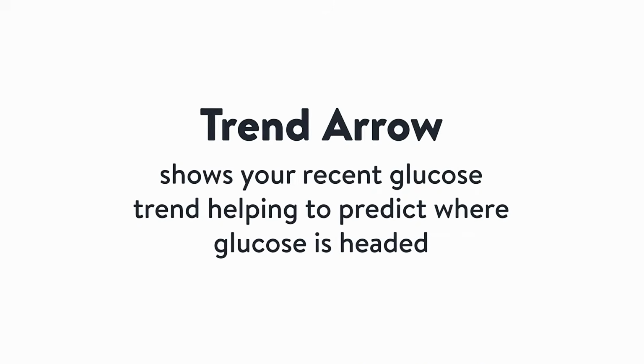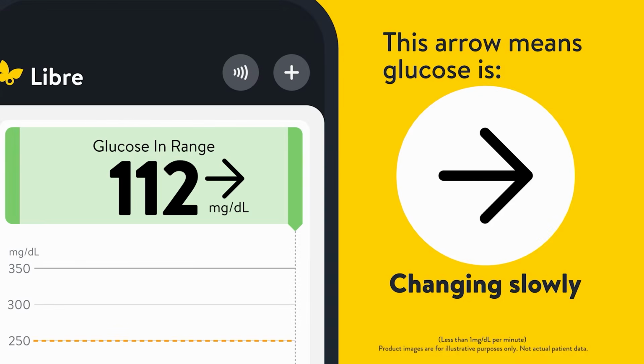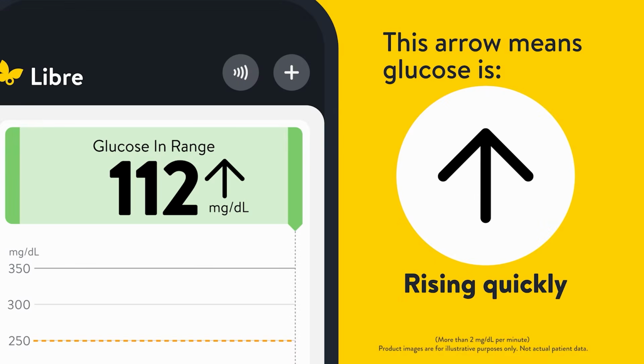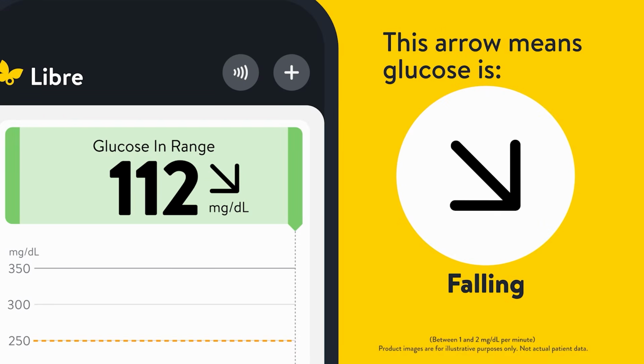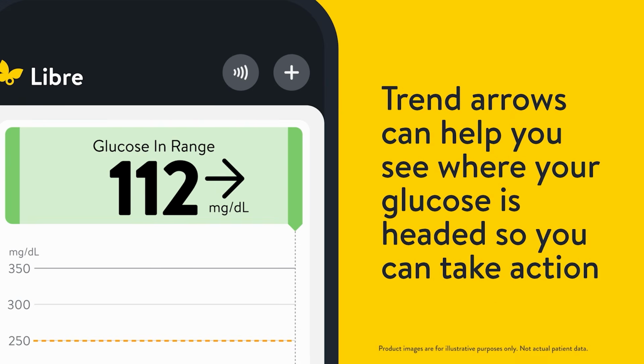Your trend arrow shows your recent glucose trend, helping to predict where glucose is headed. The direction of the arrow means your glucose is changing slowly, rising quickly, falling, or falling quickly. Trend arrows can help you see where your glucose is headed so you can take action.